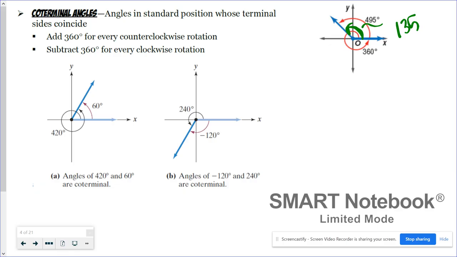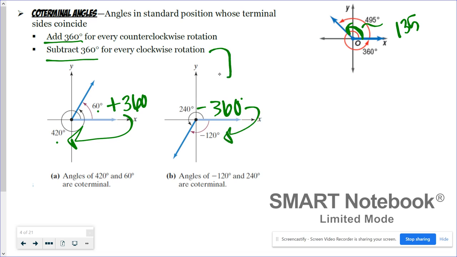So how can we find coterminal angles? Well, we can add 360 for every counterclockwise rotation and subtract 360 for every clockwise rotation. Okay. Below, I have two more examples of coterminal angles. They're saying the 60-degree and the 420-degree angles are coterminal simply because if I go 60 and then go all the way around in the positive direction, 60 plus 360 is how they're getting 420. Likewise, on the right-hand side, the 240 and negative 120, if I go 240 minus 360, because let's say I want to go in the negative direction, that's how we're getting the negative 120.